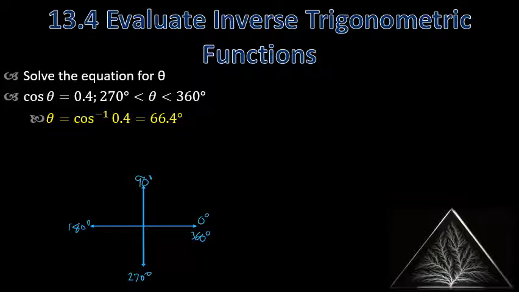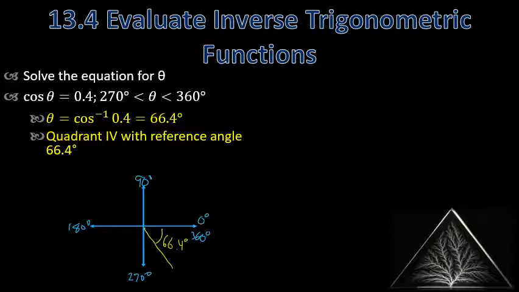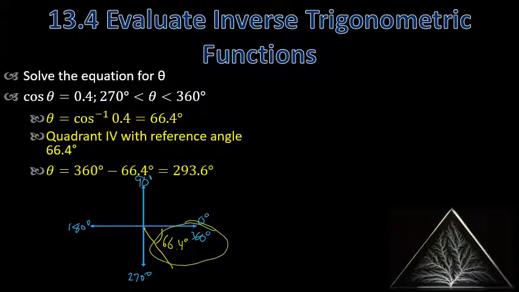We still have a problem here, though, because 66.4 degrees is not between 270 and 360. So I'm going to go ahead and draw an angle in quadrant 4, because that's between 270 and 360. But the reference angle has to be 66.4. Remember, the reference angle always goes to the x-axis. Then, using the 360 and 66.4, subtract them, and you find our angle is 293.6 degrees. So we're going from here round to there.